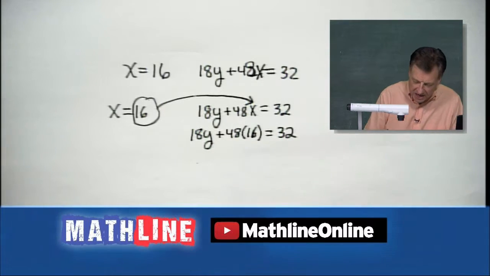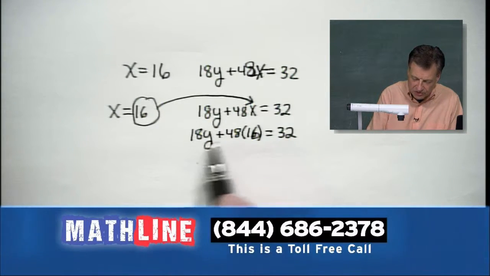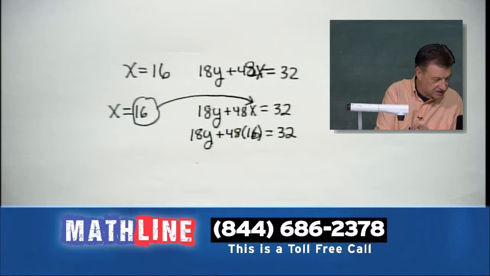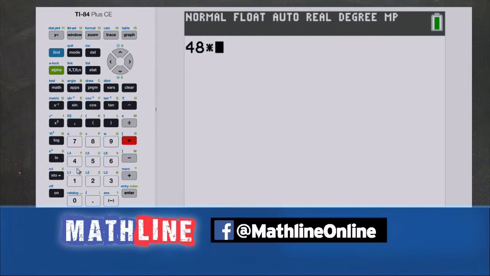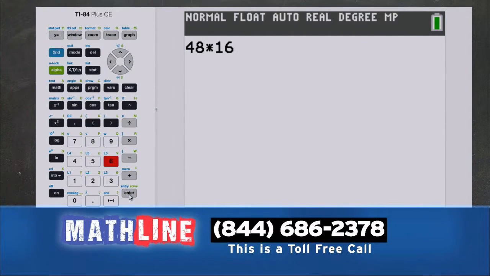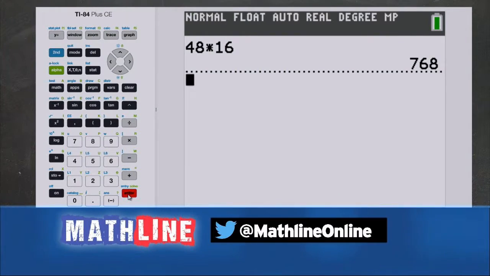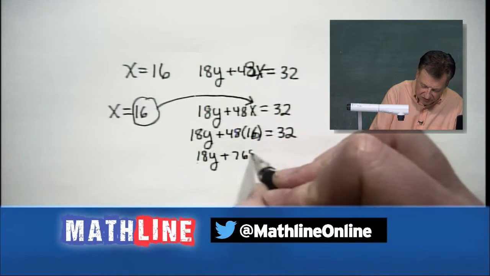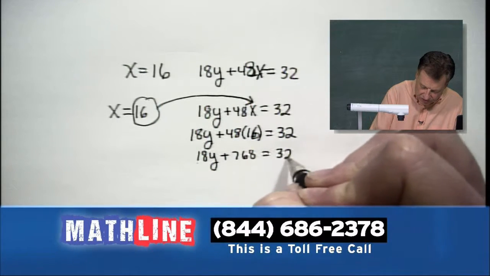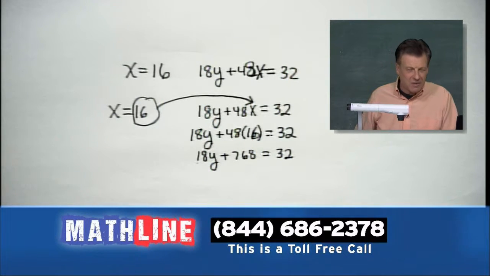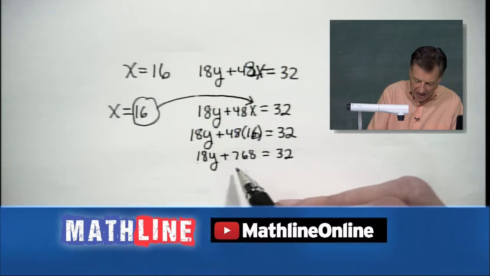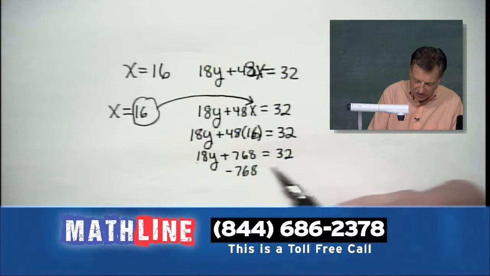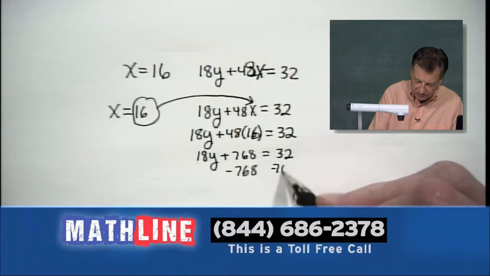All right, very good. Now, from here, I guess I need to multiply 48 times 16, and I'm not that good. I have to use a calculator on this one. So let's see what we've got here. 48 times 16 looks like 768. Does that sound good to you? Yes. All right, so we got 768 equaling 32. I want to get y by itself. So here we go. Subtract 768 from both sides.